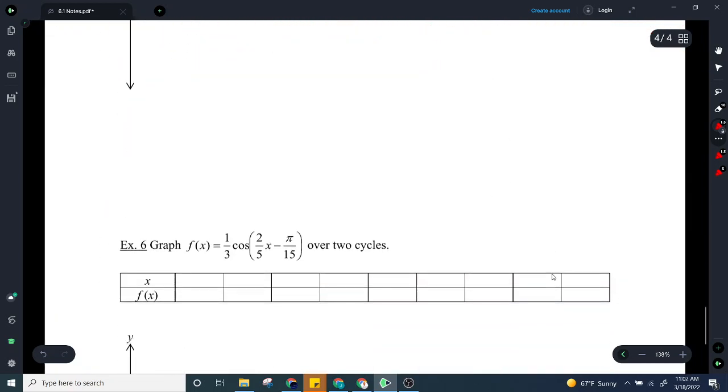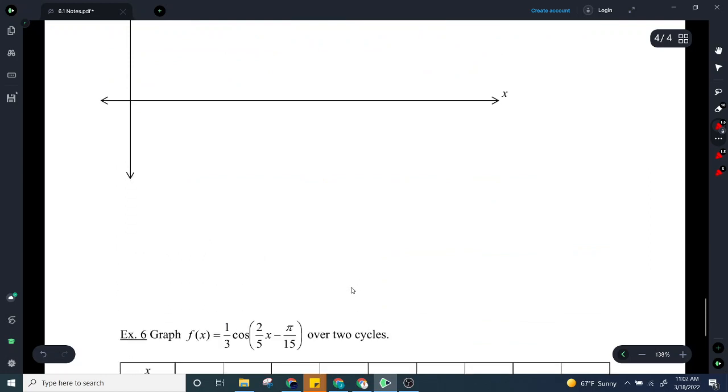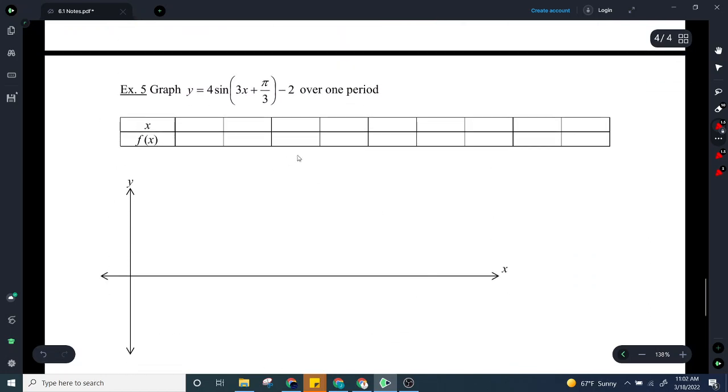Let's do one more. There's 2 examples here. This one has some funky numbers in it. Let's do number 5, where it only says to go over 1 period this time, but this has everything in it, all 4 elements we've talked about. So let's go ahead and do one where we have everything combined. So start out with your A value. A is 4. The period is 2 pi over B. Notice that B is 3. Period is 2 pi over 3.